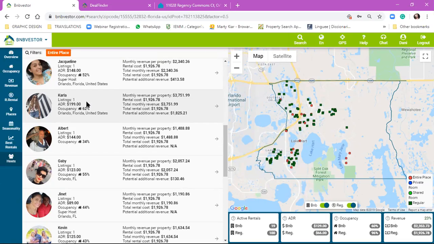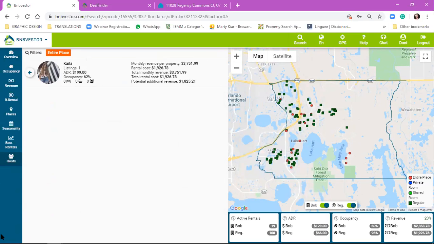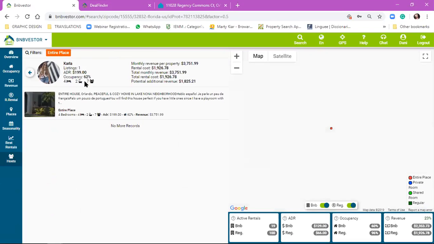Okay, let me show you this host in particular. This one, and then Kevin. So over here we have Carla with one listing. It's a 4 bedroom, I'm sorry, four beds, 2 bath, and she must have a sofa bed in the dining room or something because you can fit in 7 people as well.